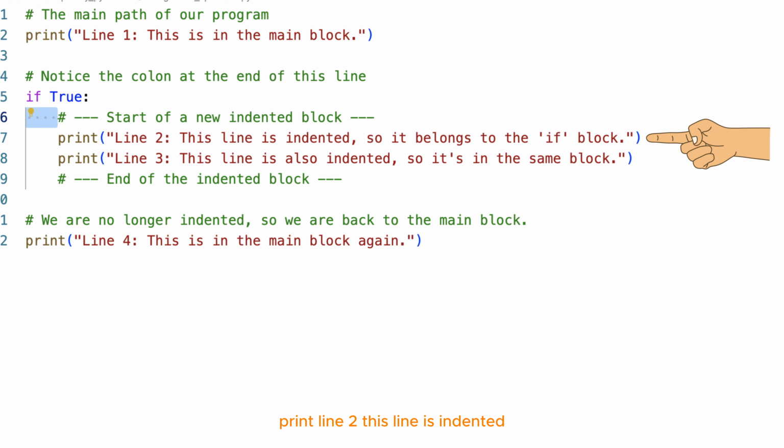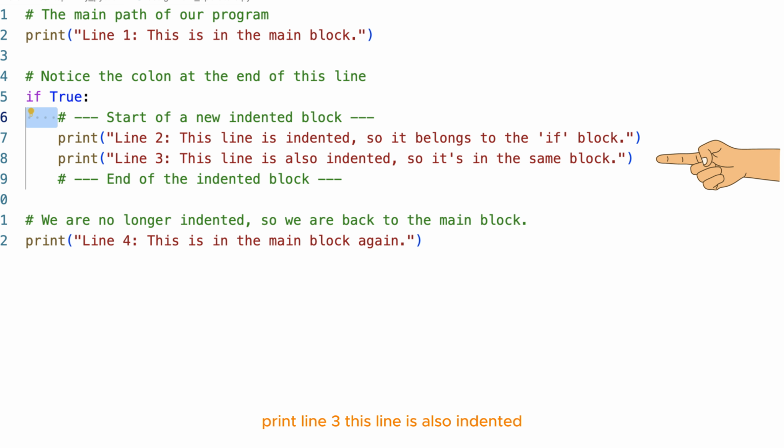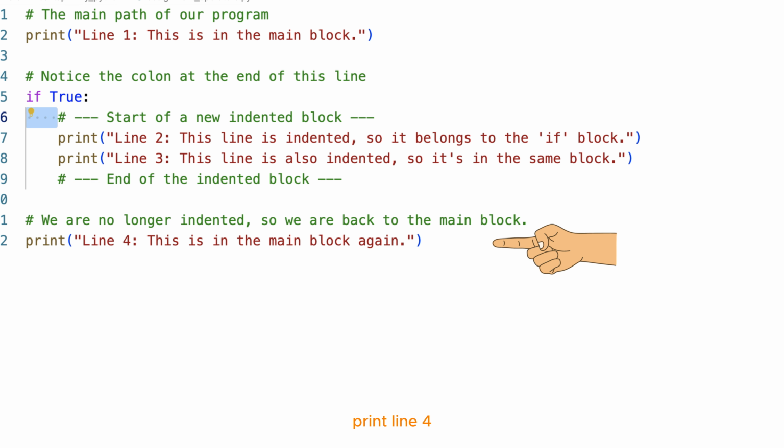Print line 2, this line is indented, so it belongs to the if block. Print line 3. This line is also indented, so it's in the same block. Print line 4. This is in the main block again. We are no longer indented, so we are back to the main block.